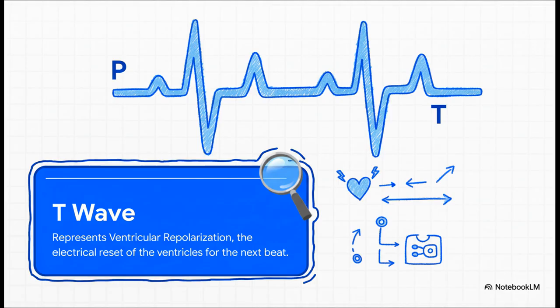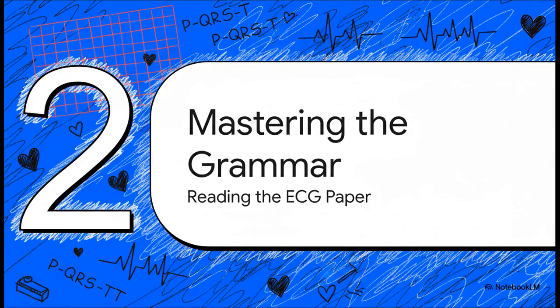Okay, so after all that hard work, the ventricles have to reset, right? They need to recharge. That's the T wave. It's all about ventricular repolarization. That's the moment the lower chambers electrically get themselves ready for the very next beat. So P, Q, R, S, T. Boom, that's our alphabet.